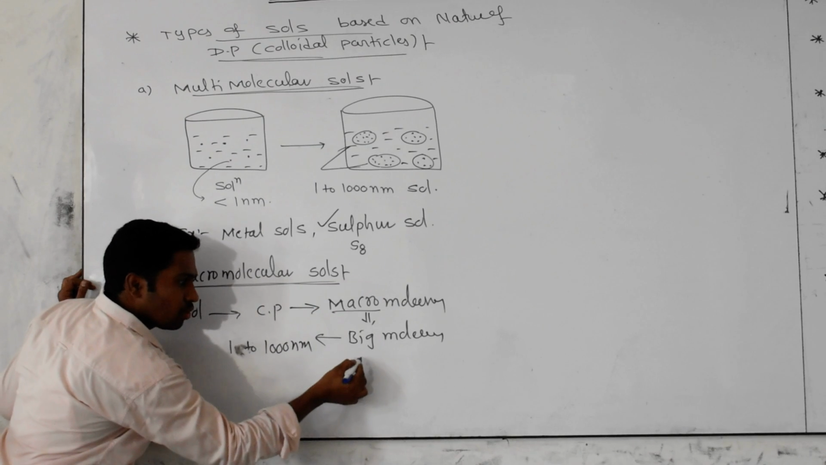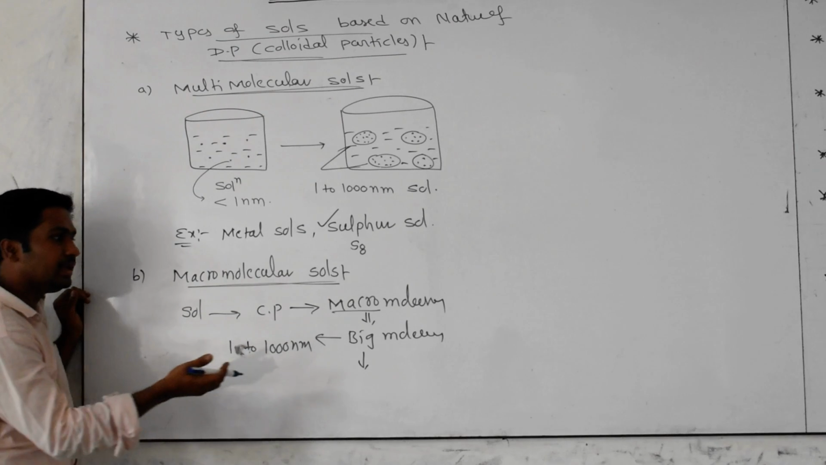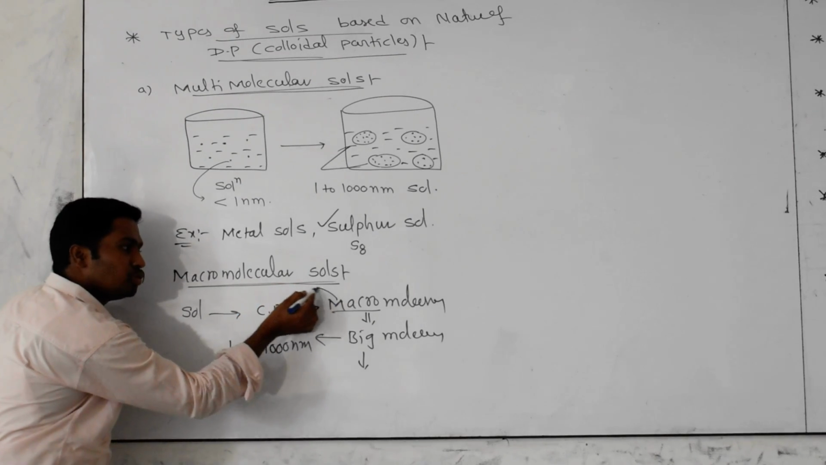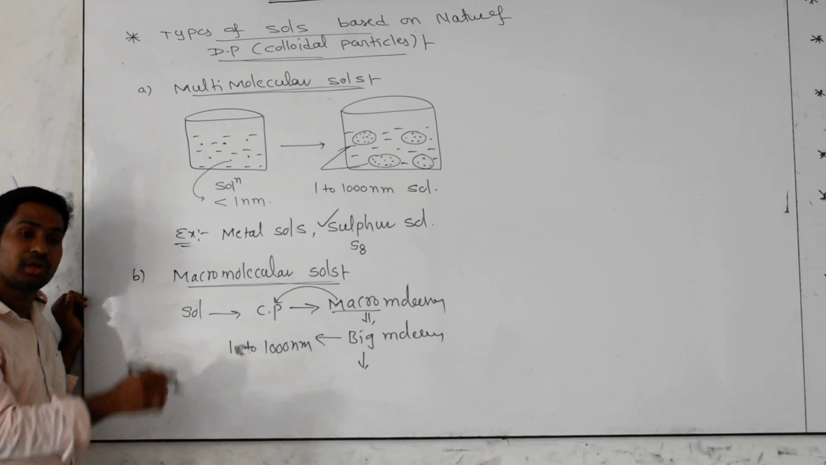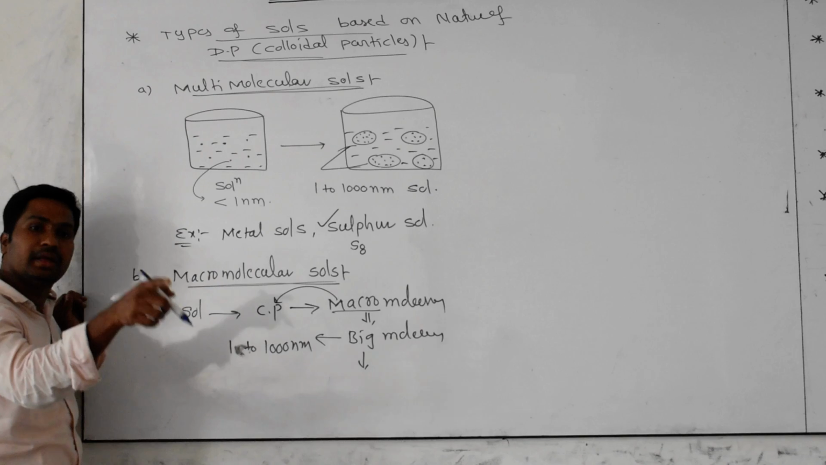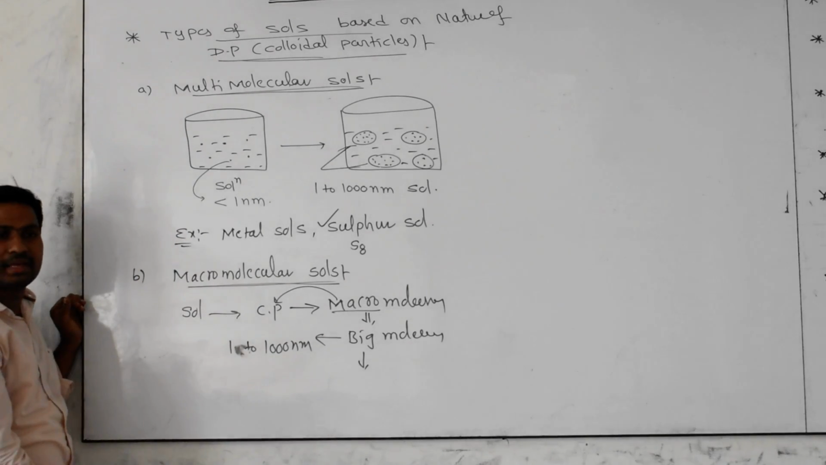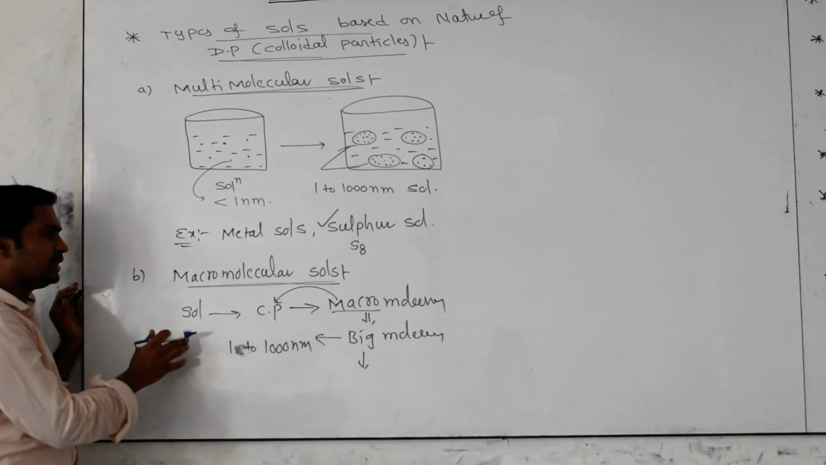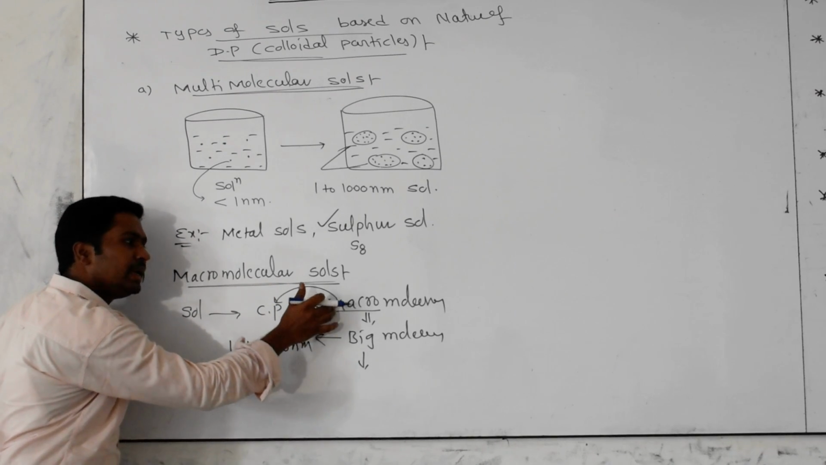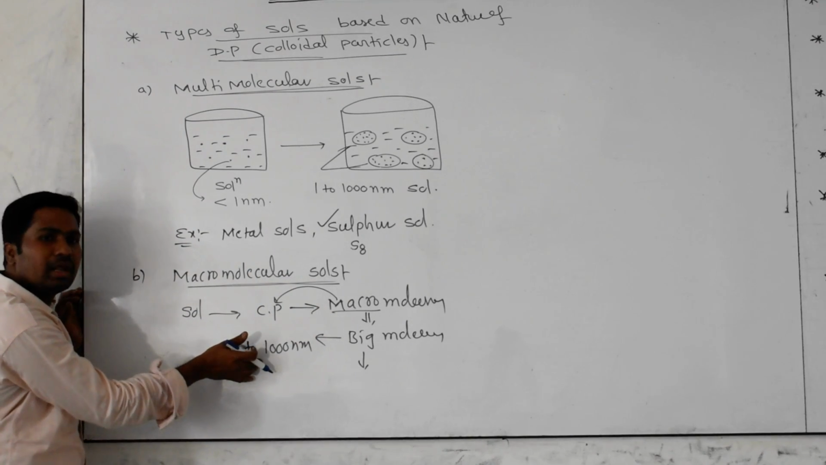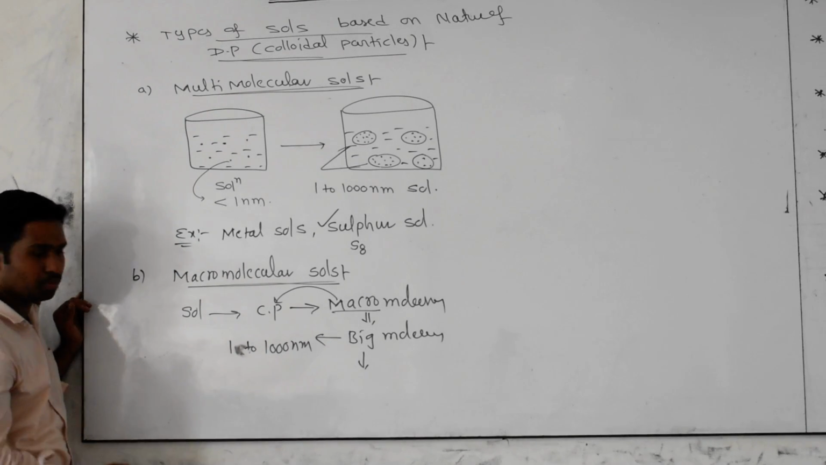Then those colloids are called macromolecular sols. Basically, whatever macromolecules are there, those themselves act as colloidal particles. No need of aggregation. If the macromolecules themselves are within the size of a colloidal particle, the sol is called a macromolecular sol. We can tell it very easily. It is a sol in which the dispersed phase particles are macromolecules whose size comes under colloidal particle size. We have two types of macromolecular sol.